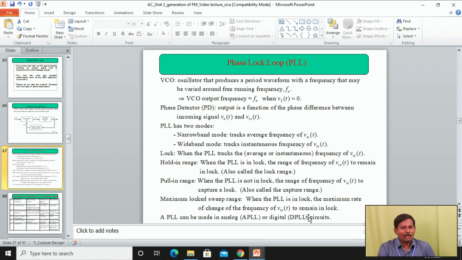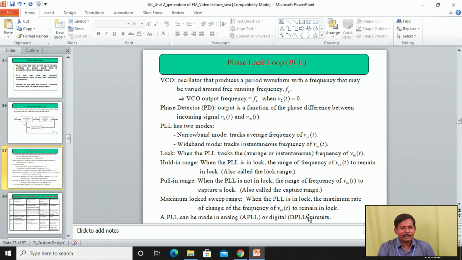Next one is lock. When the PLL tracks the frequency of V in of t, it holds the frequency. Then hold in range: when the PLL is in lock, the range of frequency of V in of t to remain in lock, also called the lock range. Next, pull in range: when the PLL is not in lock, the average frequency of V in of t to capture lock, also called the capture range.